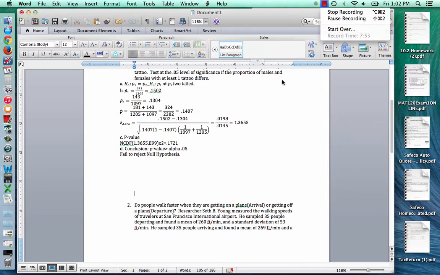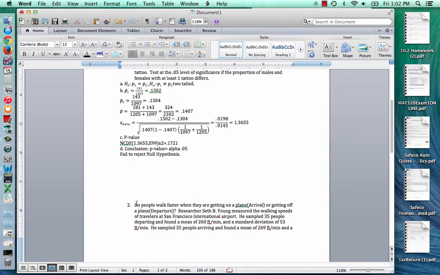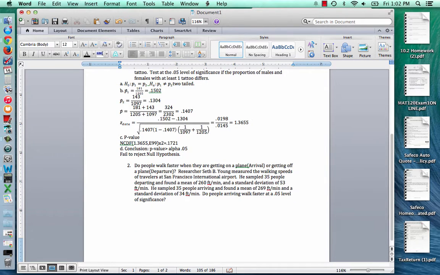Let's take a look at this second problem here. Let me move this up a little bit. Okay, second question, it says, do people walk faster when they are getting on a plane, when they're arriving, or getting off a plane, departure?